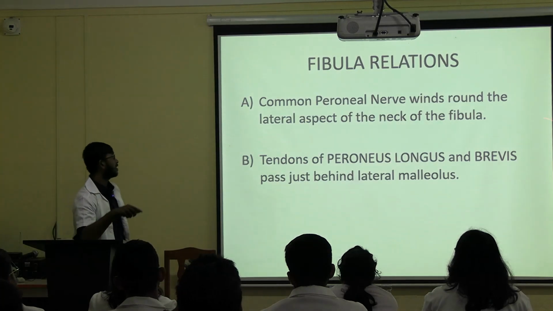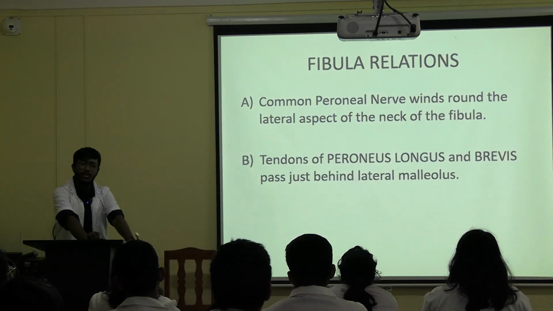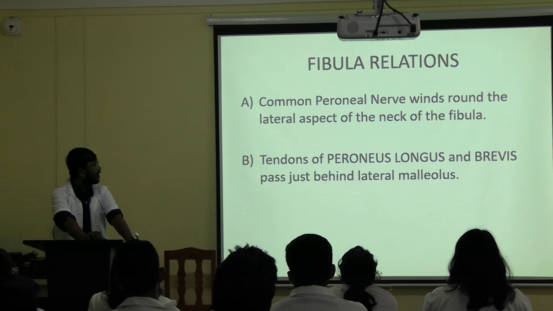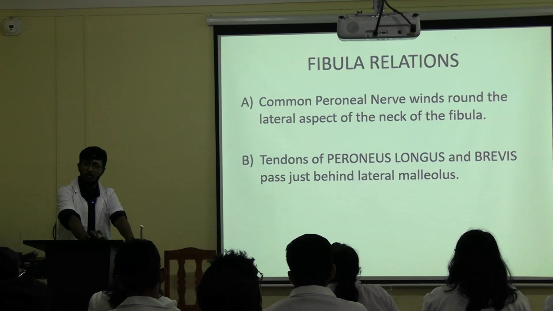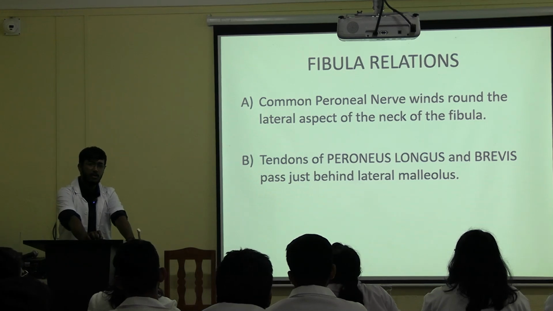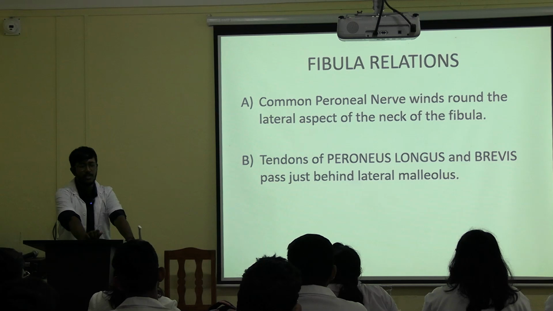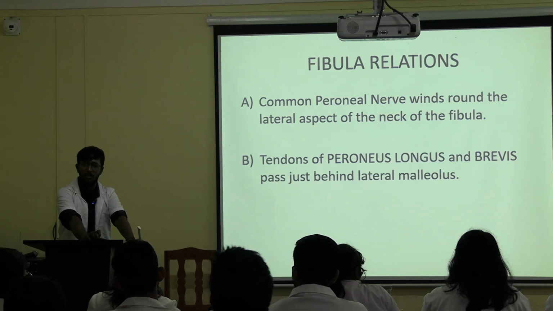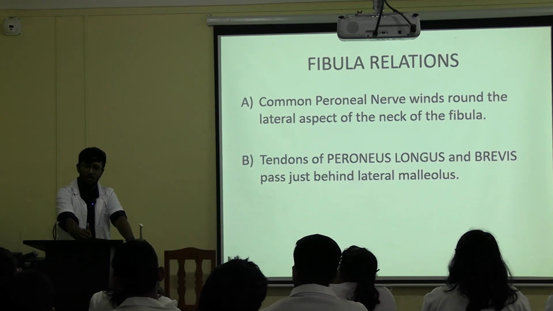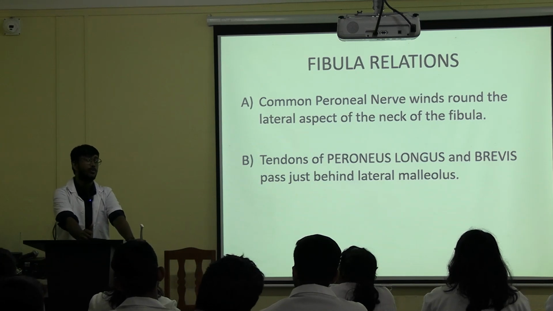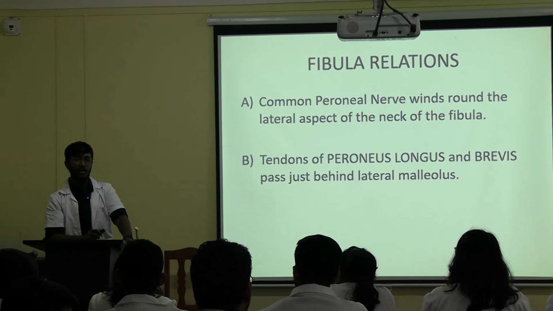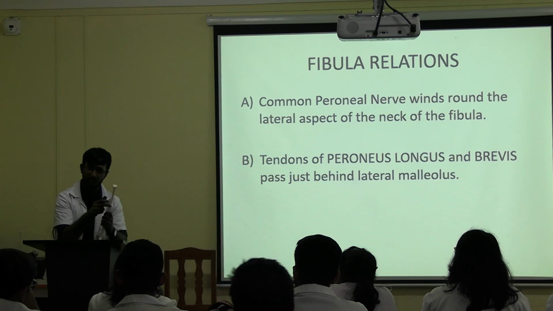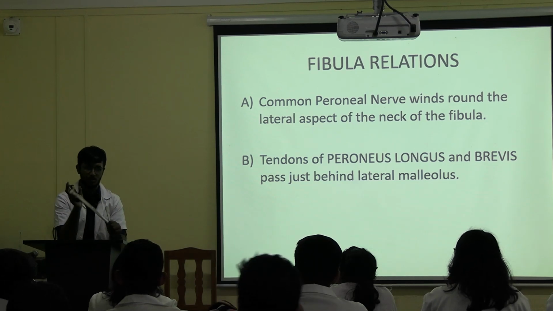Now the fibular relations. The common peroneal nerve winds around the lateral aspect of the neck of the fibula. What happens in case of fracture of the neck of the fibula, which is very common? Dorsiflexion is controlled by the peroneal nerve. The common peroneal nerve, also known as the common fibular nerve, divides into the superficial and deep peroneal nerves. If it gets affected due to fracture of the neck of the fibula, then dorsiflexion will not occur.